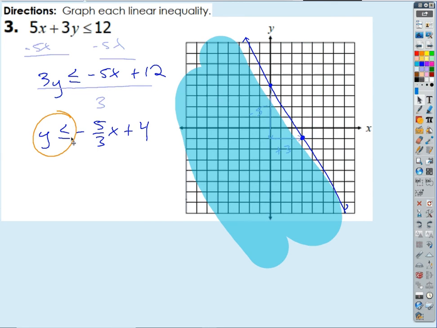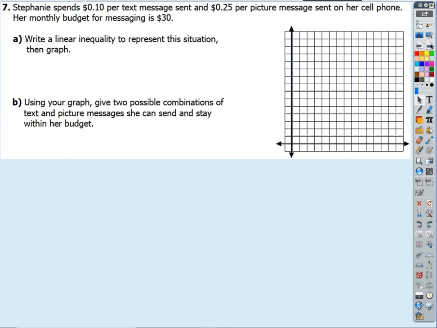If y is less than or greater than. Perfect. If it's less than, we're shading below, greater than, we're shading above. Perfect. We got it. Okay? So before we jump into anything new, let's take an application of this and see how this is a little bit different than the applications of linear equations. Very slightly. It's almost the same thing.